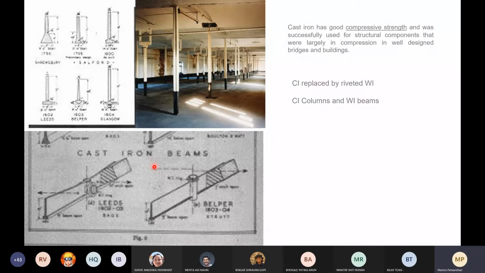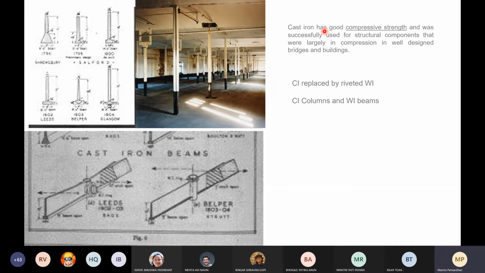Okay. So another characteristic of this material is that cast iron is brittle. Okay. Yes, it has very good compressive strength. Now you're going to see this statement in a whole lot of slides. I've repeated this in many of my slides just so that it sort of stays with you. Okay.